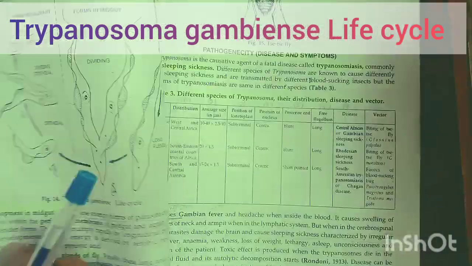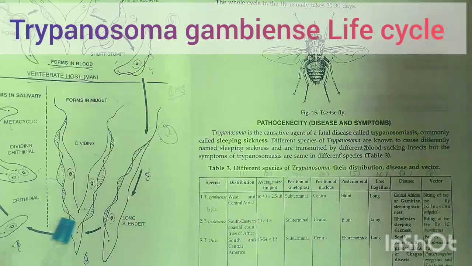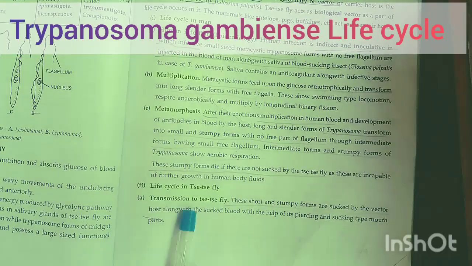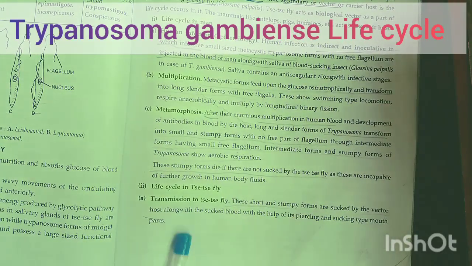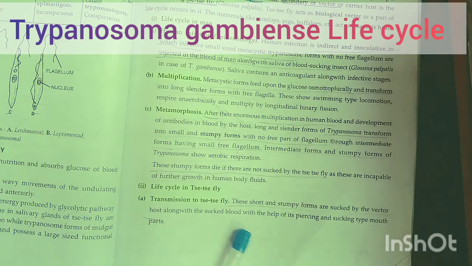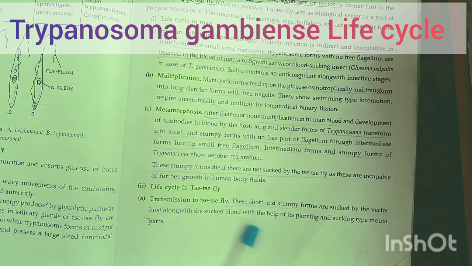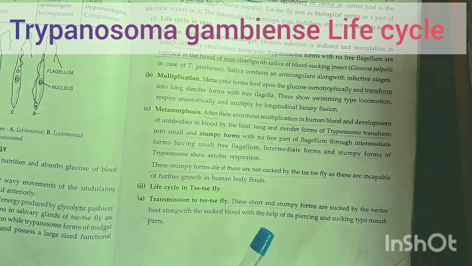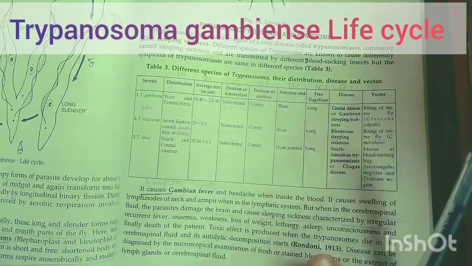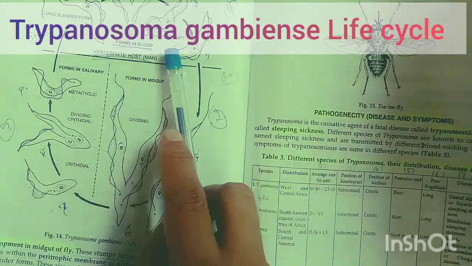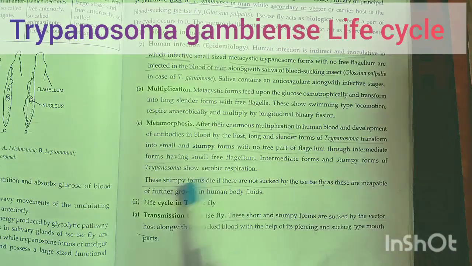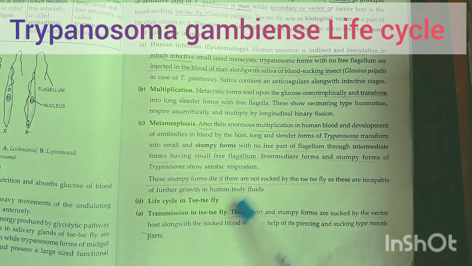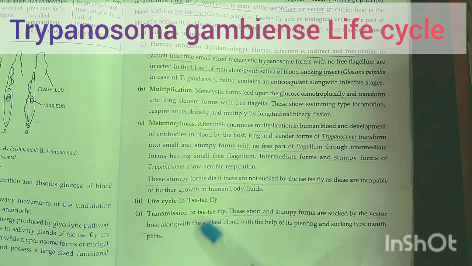next is the life cycle in the tsetse fly. So transmission to the tsetse fly, these short and stumpy forms are sucked by the vector host along with the blood with the help of piercing and sucking type of mouth parts. So there is a short and stumpy form, you can see here, okay. So this type will be sucked by the vector host. We can see here the vector host.